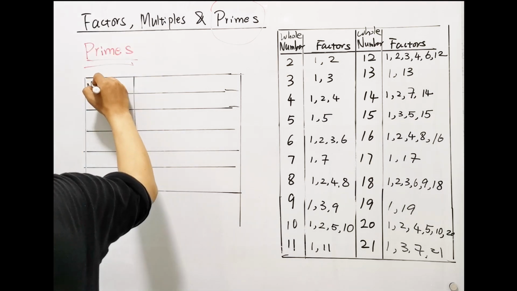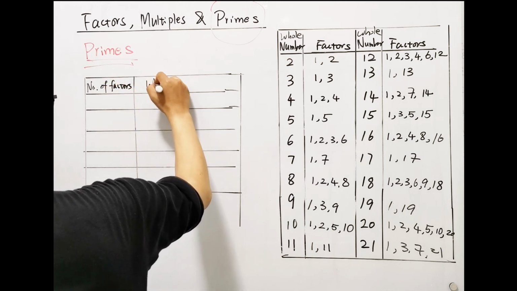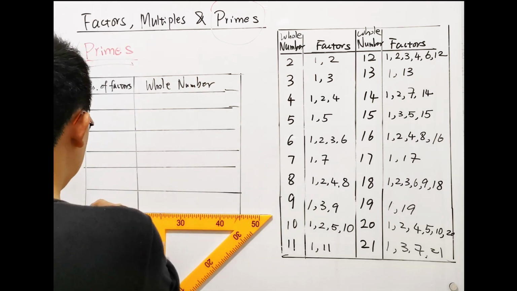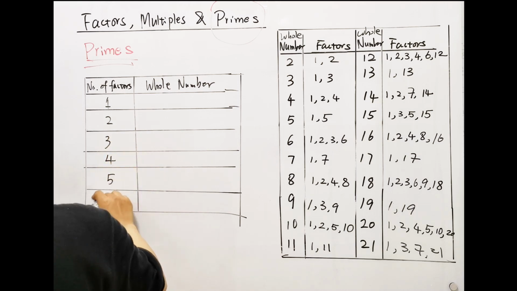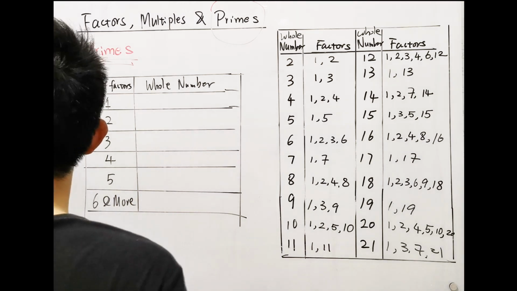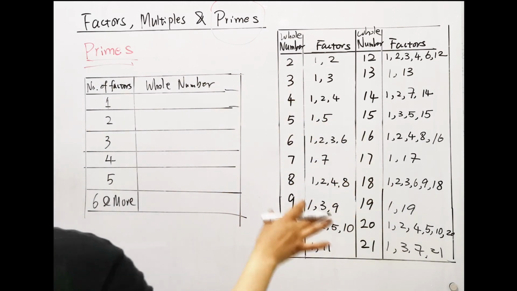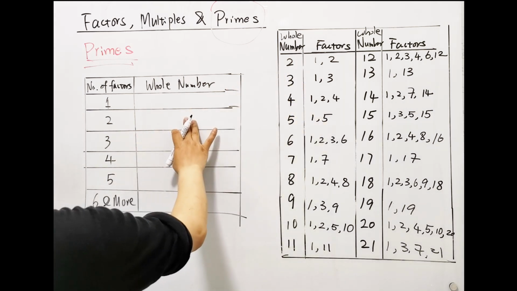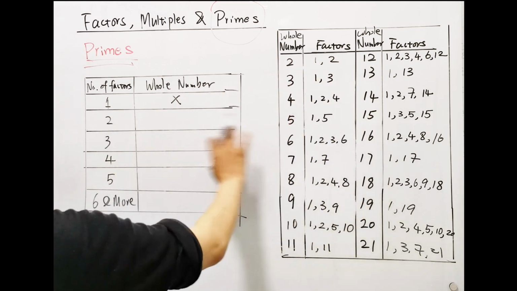Number of factors, and the other column is the whole number. Let's find out. So basically here, six and more. Classify each of these numbers above according to the number of factors they have, and let me use the table below. Okay, let's organize. How many whole numbers have one factor? No, we don't have any, right? They're all more than 2 above.